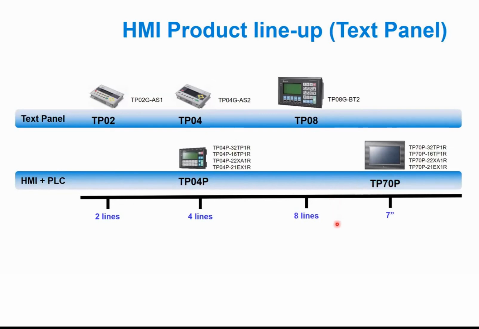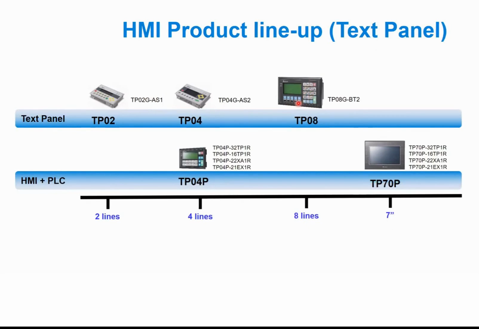The first low function-based HMI we have is called text panel. And we have different types in this text panel. We call it text panel because this HMI is mainly controlled by buttons. In other words, the screen is not touch sensitive. So it's a text panel. It can only be controlled with a button.